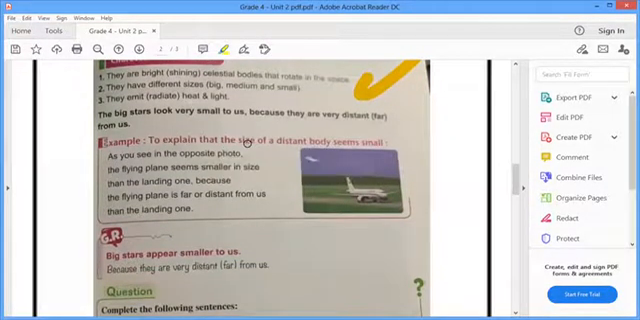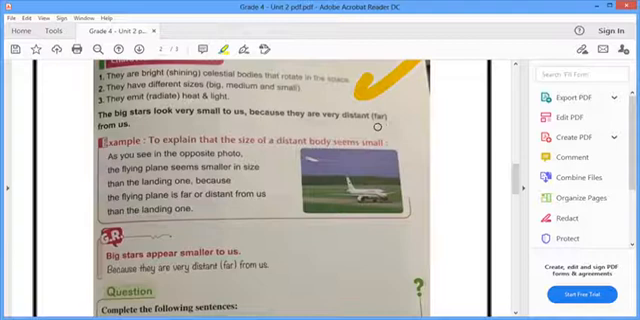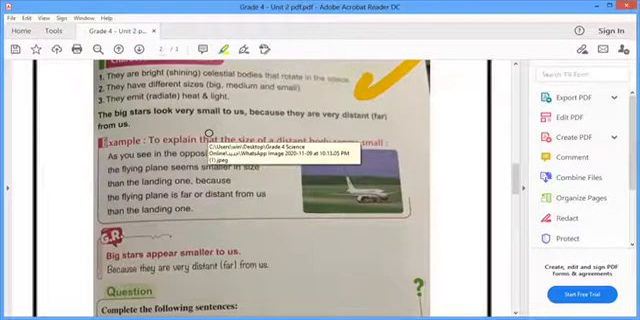And this is a very important point, to explain the size. The big stars look very small. Why? When you look at the sky at night, you see that the stars are very small. They aren't small, they are very big, but because they are very distant or very far from us. When I look at the sky at night, I see the stars are small. Why? Because they are very distant or very far from us.